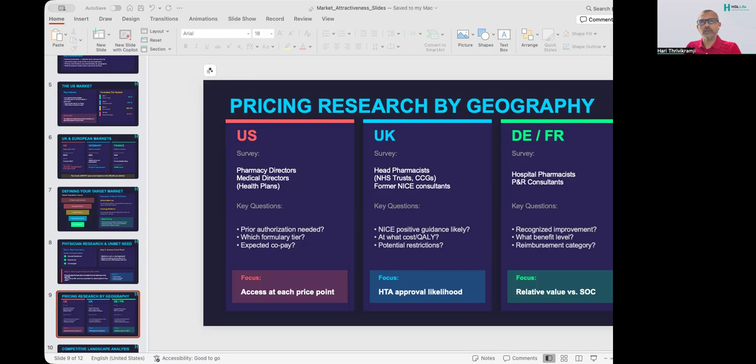In the UK, you would survey different experts: head pharmacists at NHS trusts, clinical commissioning groups, and consultants who have previously worked with NICE, and the questions shift to, at different price points and corresponding costs per quality-adjusted life year, how likely is NICE to issue a positive guidance?